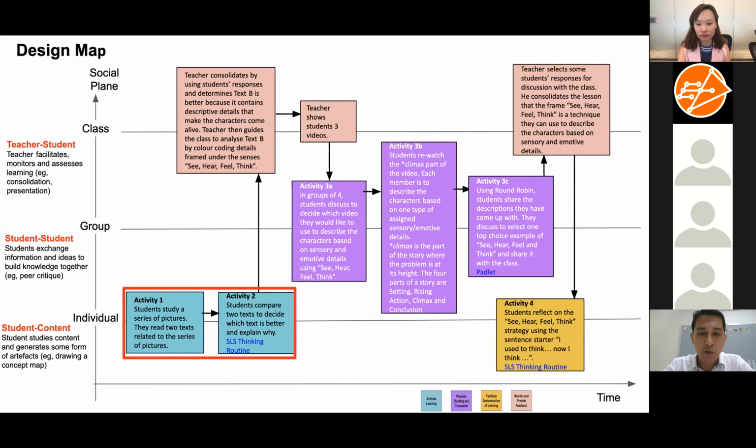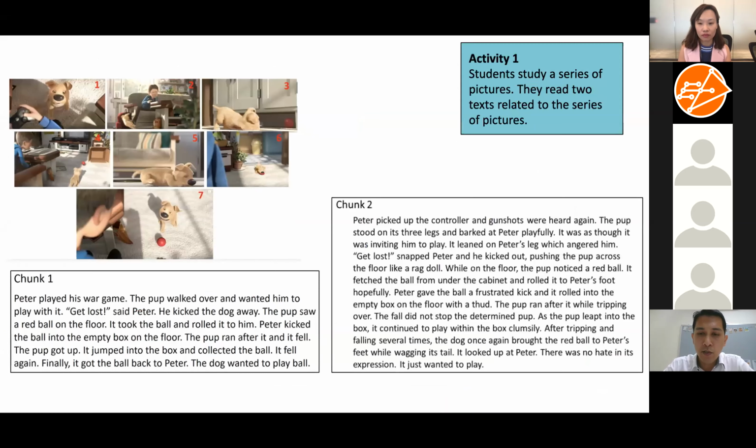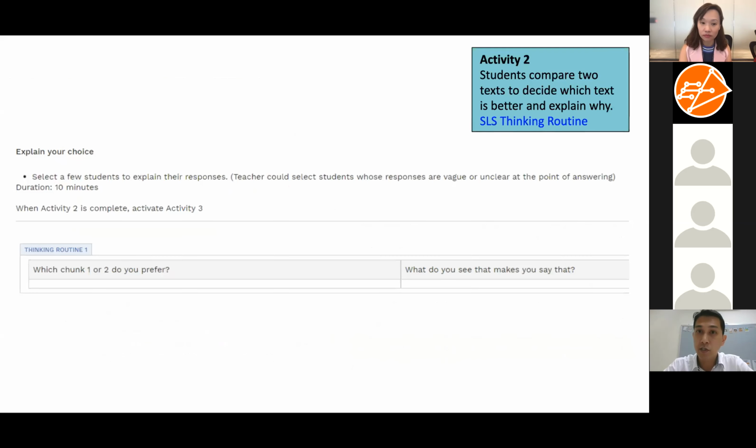In the first activity, students were asked to read 2 chunks of text. These 2 chunks of text are written based on a series of events depicted by a storyboard, which is on your screens on the left side. Both of these paragraphs are actually written as climaxes, in this case, the height of the problem paragraph. So they will decide and then verbalize in their own way which of the 2 chunks they prefer and why. That is our main objective of the first activity.